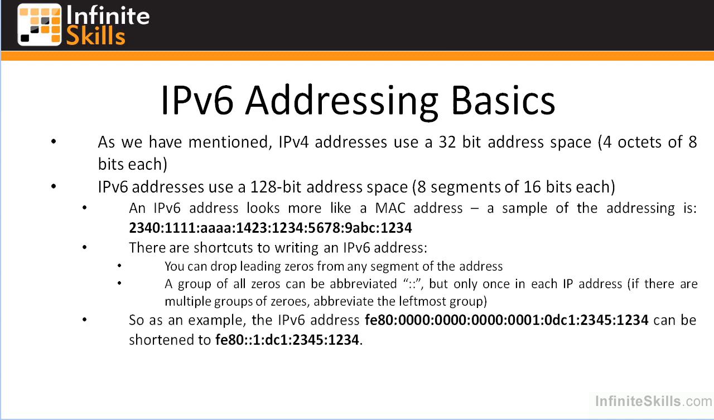So to give you an example, here is a link local IPv6 address, and this IPv6 address can be shortened to FE80:: to remove all of these zeros here, then 1 to drop the first 3 zeros in that, DC1 because we're dropping the leading zero there, then 2345:1234. Again, still kind of a handful to type, especially if you're having to do it over and over, but it's a lot easier than typing this long 128-bit number here.